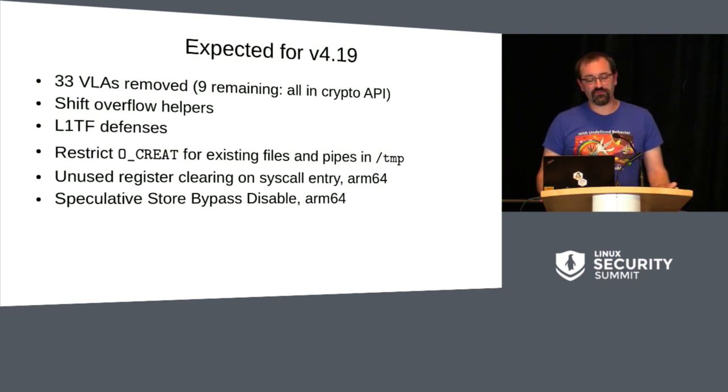We're now also able to restrict creating files in temp directories or sticky writable directories. This has existed for symlinks, and with symlinks gone as a target for attackers to use for doing temp races, they could actually turn to just creating regular files and pipes in temp as a target. So that's now blocked if you want it. And then the unused register clearing for syscall entry on ARM64 and SSB disable on ARM64 for 4.19.